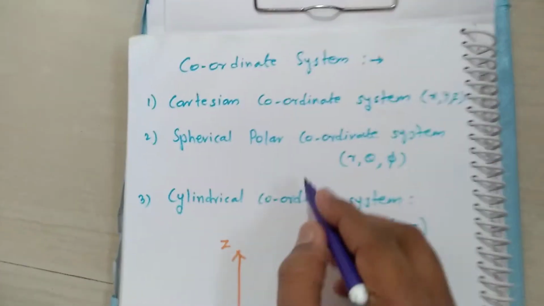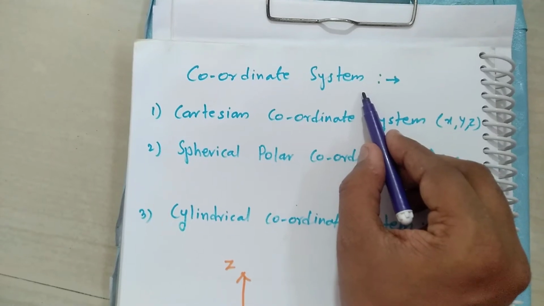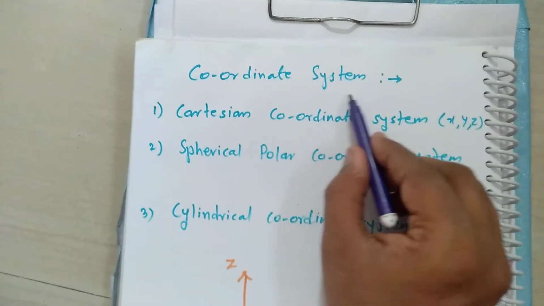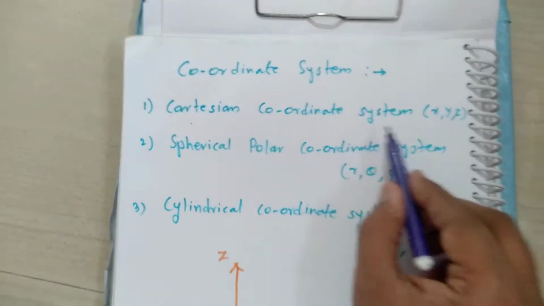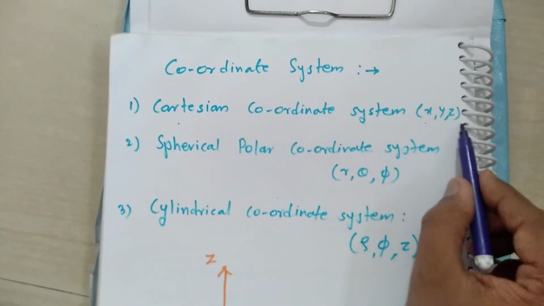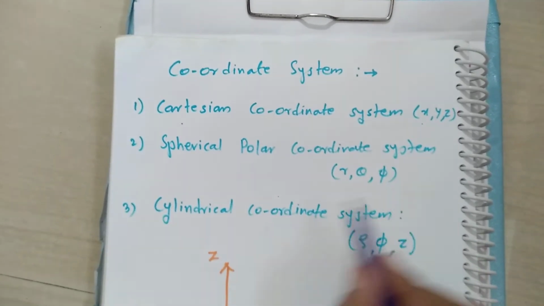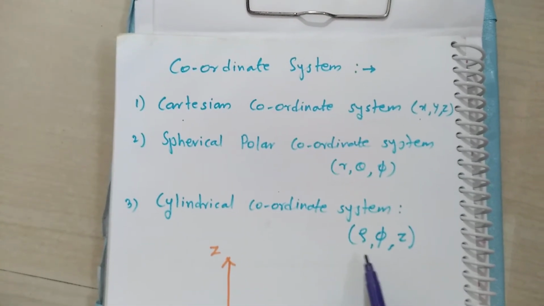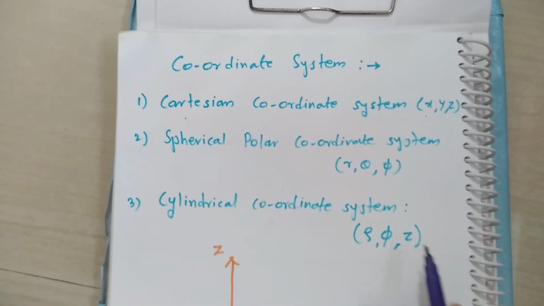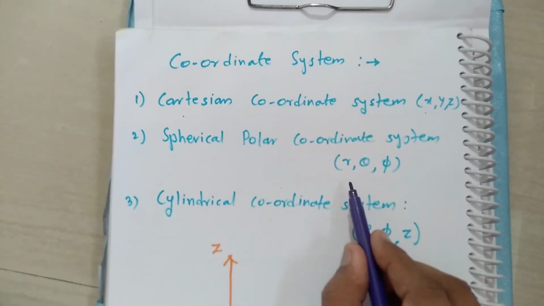In this session, we will discuss what a three-dimensional coordinate system is. In a three-dimensional coordinate system, there are three coordinate systems. Cartesian coordinate system, it is x, y, z. Spherical polar coordinate system, r, theta, phi. And cylindrical coordinate system, coordinates are rho, phi, and z. Okay, so today we will discuss the spherical polar coordinate system.